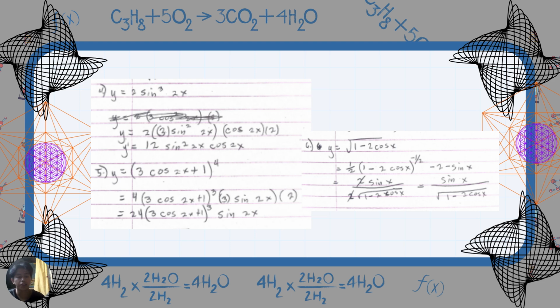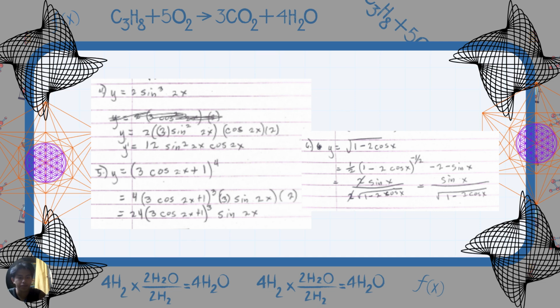And then the number 5 problem is y equals 3 cos of 2x plus 1 raised to the power of 4. So, as the law of chain rule, we are going to bring down the 4. So, it will become 4 times 3 cos 2x plus 1. And then the exponent, as I've said earlier, we're going to subtract it by 1. So, 4 minus 1, it will become 3.